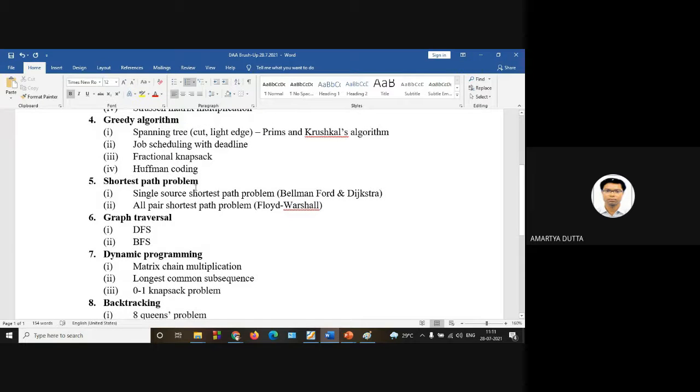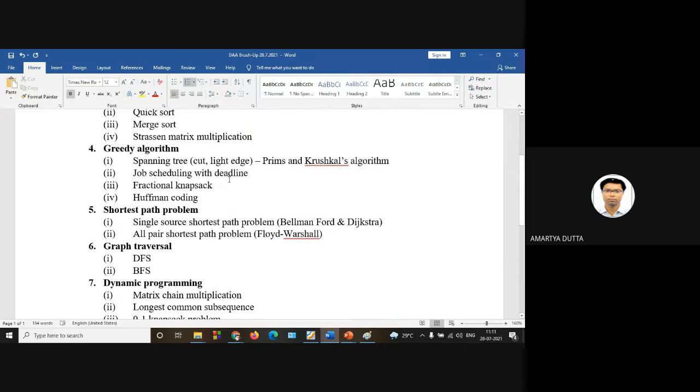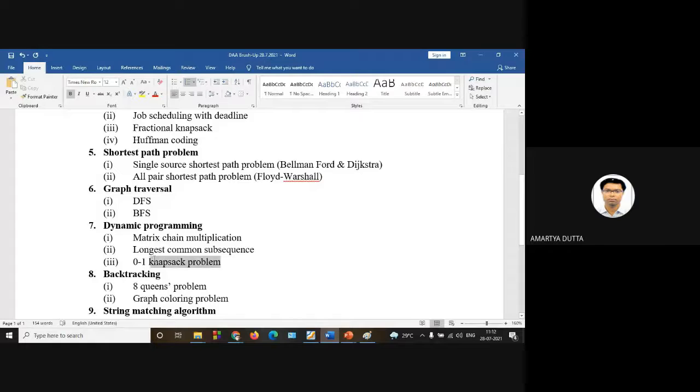The algorithms associated with graph data structures are used to solve problems like the single source shortest path problem. For this particular problem, we have to use Bellman-Ford and Dijkstra, where Bellman-Ford uses dynamic programming and Dijkstra uses the greedy approach. For the all pair shortest path problem, we have to use the Floyd-Warshall algorithm. And in case of greedy, the spanning trees are there. We have to use Prim's and Kruskal's algorithm, job scheduling with deadlines, fractional knapsack, and the 0-1 knapsack. This belongs to the dynamic programming approach.